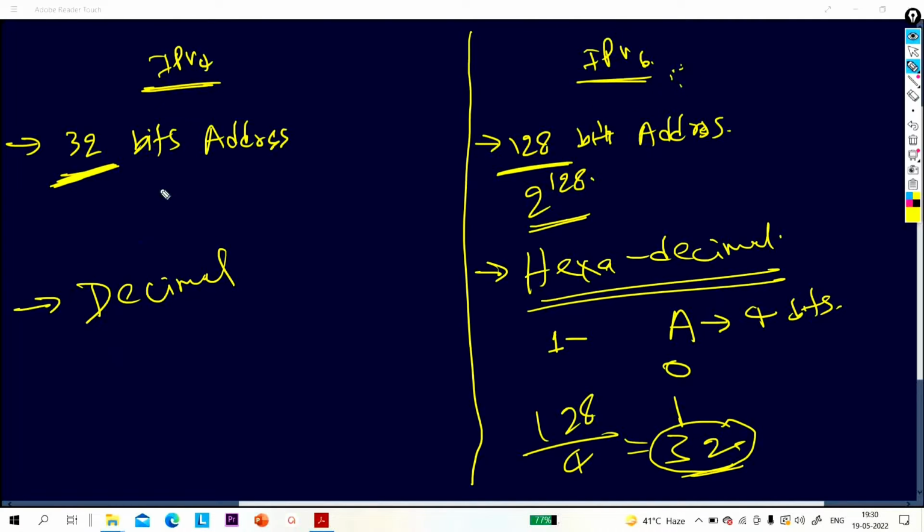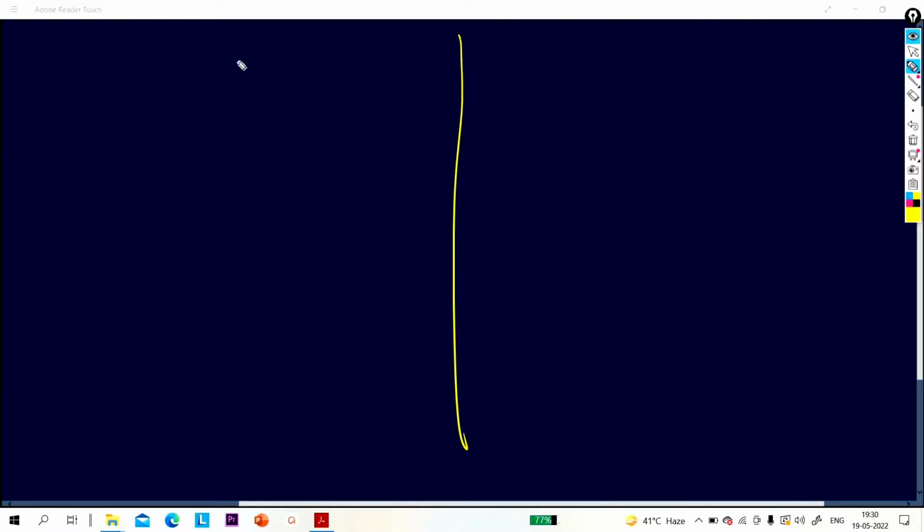If I write one IPv4 address, it can be like this: 10.10.10.10. If I write one IPv6 address, there will be 32 characters, so it will be like 1001AB23, and so on. Like this, 32 characters you will use in one IPv6 address. We will discuss hexadecimal as well, just wait for some time. Let me discuss some more differences between IPv4 and IPv6 first. So this is my IPv4. Here I am writing IPv6.